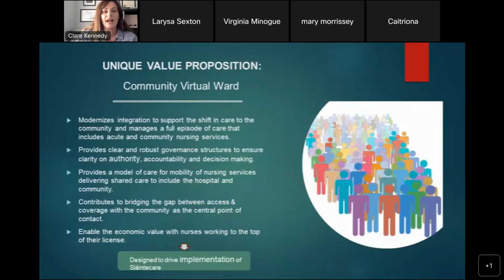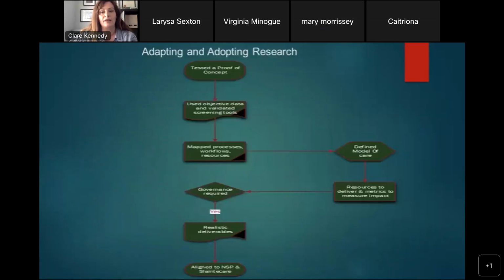So the unique value of the model was considered that it modernises integration, provides that clear, robust governance structure, mobilises nursing across hospital and community, bridges the gap between access and coverage, and it also enables nurses to operate to the top of their licence, and it very much drives Sláintecare.